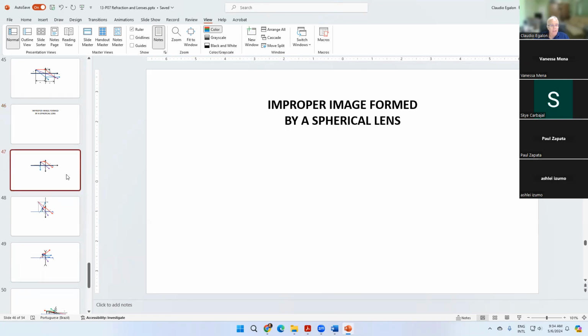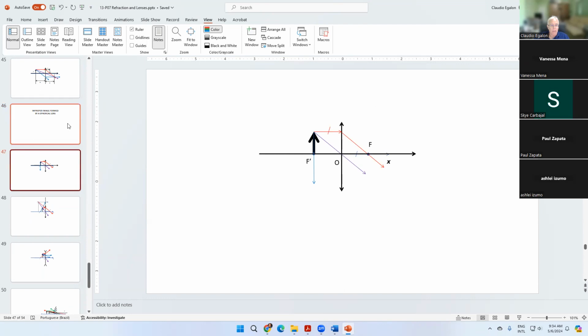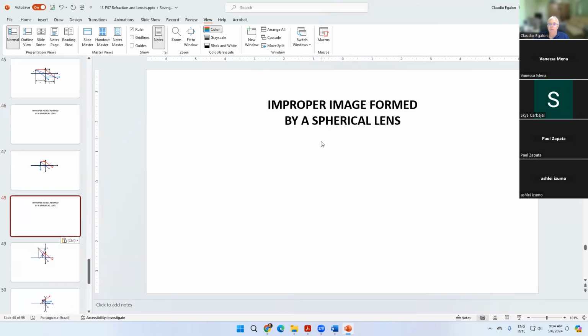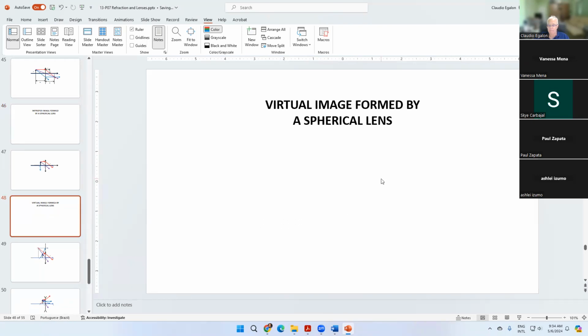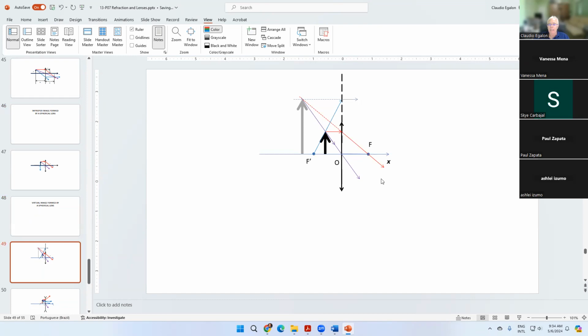And then the next one is going to be three types of images, right? Real, improper, and virtual image formed by a spherical lens. So if we move the object a little bit more to the right, now the image will be formed in front of the lens. And how do we do that?